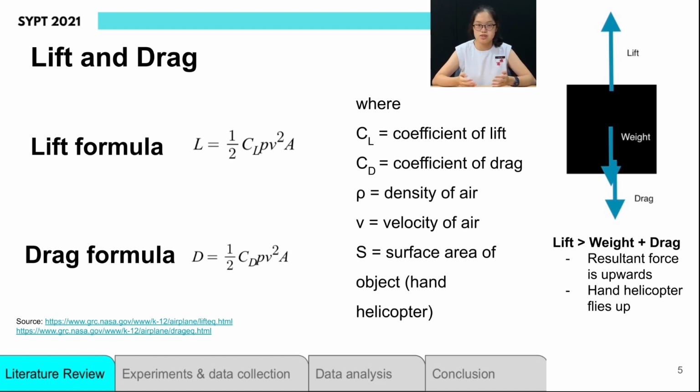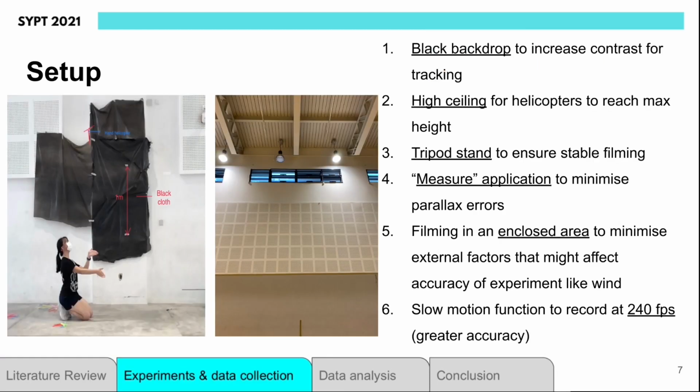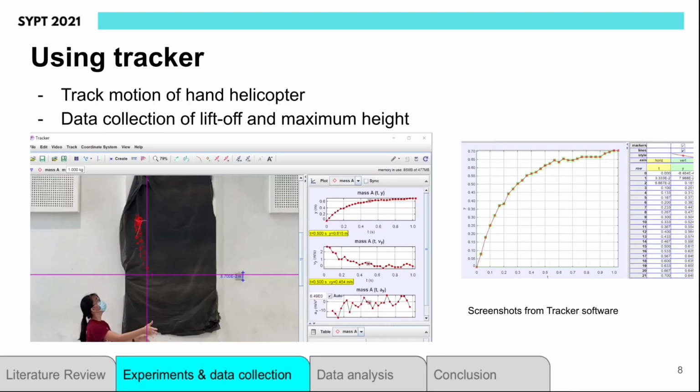In our experiments, we made some of the variables and equations and factors that affect lift and drag the independent variables. We conducted our experiments by manually launching the hand helicopter and filming the videos using slow motion. In our setup, we used the Measure application to minimize parallax errors due to a tilted camera and used the slow motion function to record at a greater frames per second, among other measures.